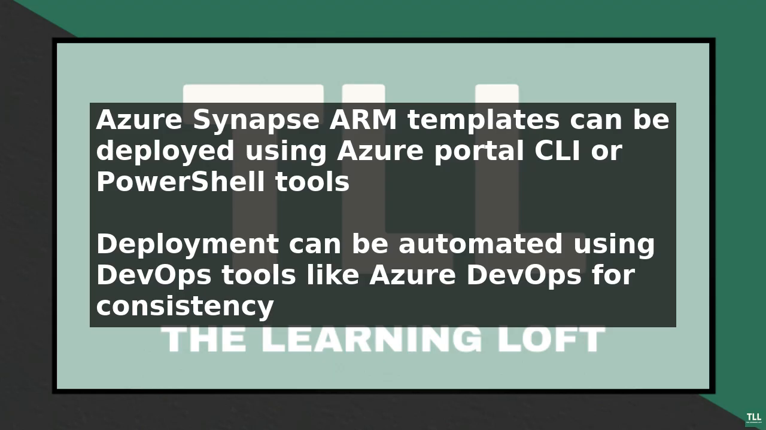Conclusion. In conclusion, using Azure Synapse ARM templates is a powerful way to deploy and manage Azure Synapse resources. By following the steps outlined in this guide, you can create and deploy an Azure Synapse ARM template, and take advantage of the benefits of infrastructure as code and automated deployment. By following best practices, you can ensure that your Azure Synapse resources are properly configured and managed, and that you get the most out of your investment in Azure Synapse.